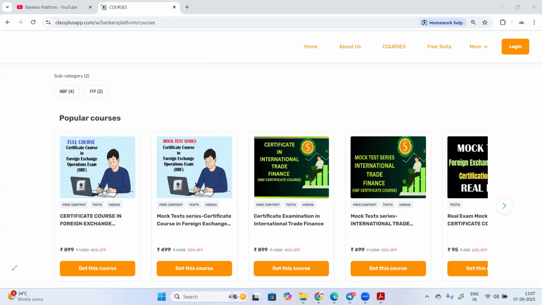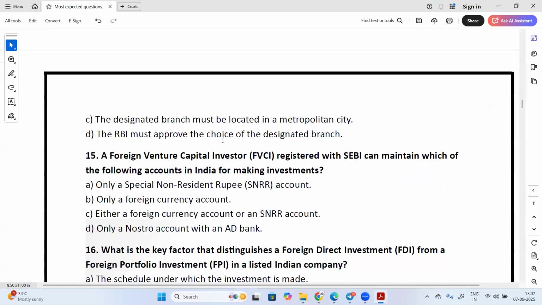So let's move to the topic, that is question number 15. A foreign venture capital investor registered with SEBI can maintain which of the following accounts in India for making investment? The options are: only a special non-resident rupee account, only a foreign currency account, either a foreign currency account or SNRR account, only a Nostro account with an AD bank. So you have to tell which account a foreign venture capital investor has to maintain.